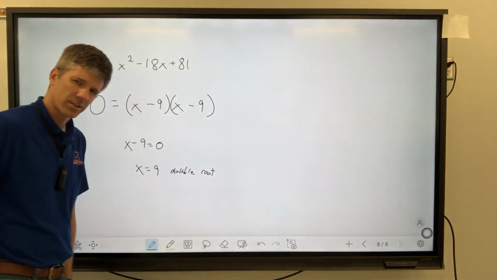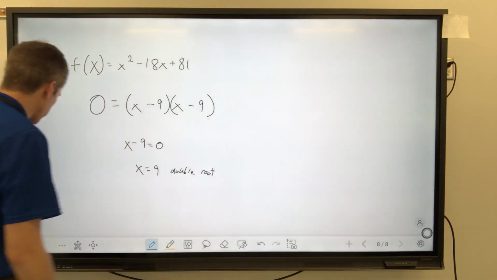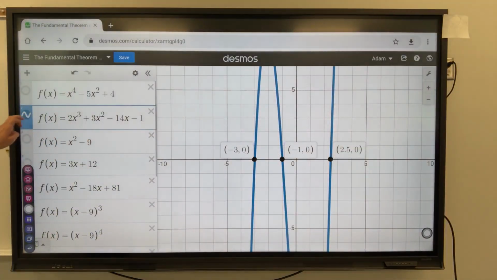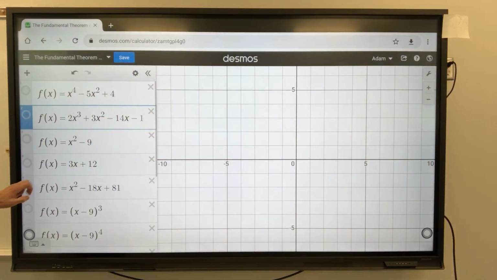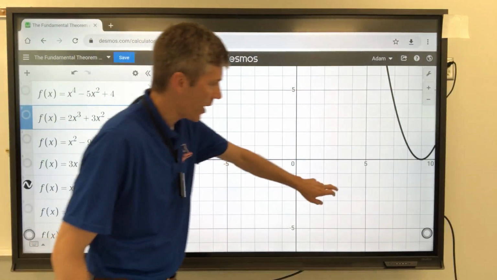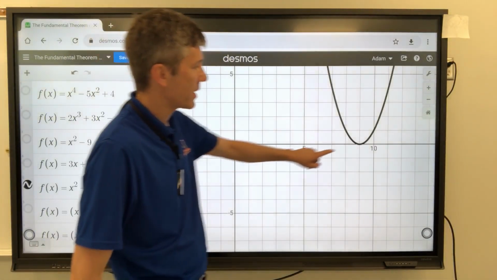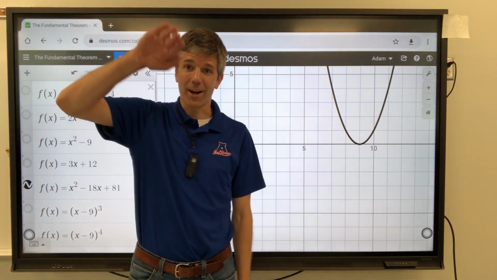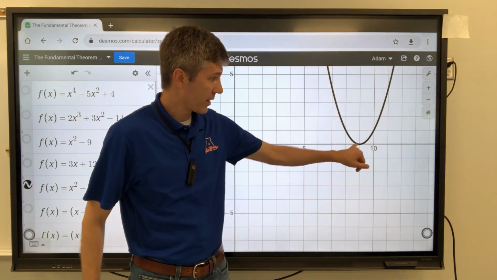Okay, I wonder what that looks like. So let's graph it. We're going to go to the graph very quickly. I said very quickly. Here we go. That would be this one right here. Notice that the graph is bouncing off of the x-axis at positive 9. So double roots are going to bounce off of an axis.